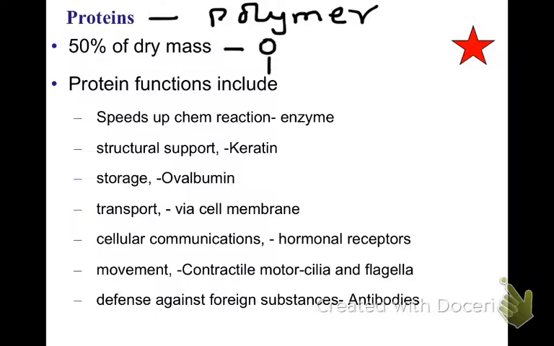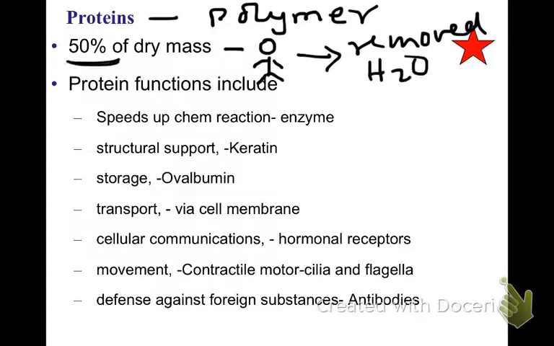Supposing you have one person, and you dry this person, remove the water. Now it sounds a little gory, but I'm talking about it so that you understand in perspective what this 50% means. So you completely dry, remove the water, and then you weigh this person. Whatever is the weight that you get, half of that is contributed by proteins. That's what he means by 50% of dry mass.